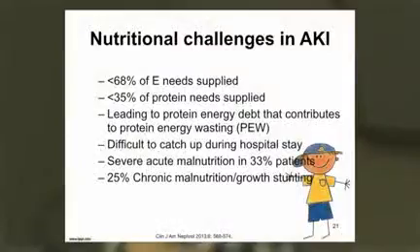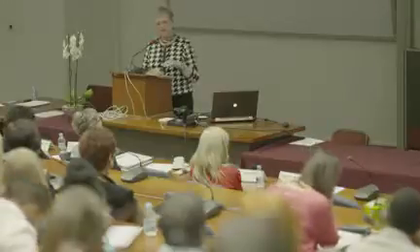Less than 68% of the energy supply and less than 35% of the protein needs were supplied, which is actually shocking. This leads to a protein energy debt that contributes severely to the protein energy wasting in our patients with kidney disease. And this is impossible to catch up during the hospital stay. Even should they pass through acute kidney injury and recuperate, to catch up that deficit is virtually impossible. They might end up with severe acute malnutrition in about 33% of our pediatric population, and 25% might end up with chronic malnutrition or growth stunting.